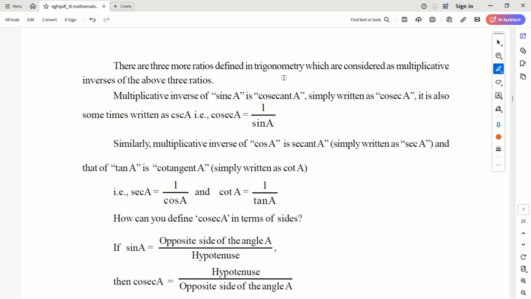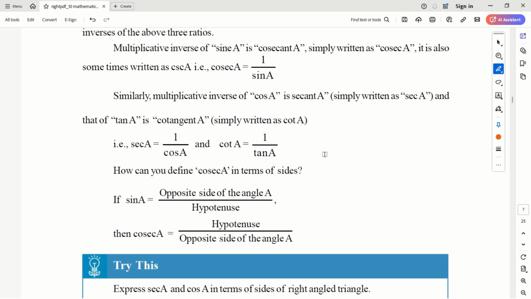So we know the three ratios, basic ratios. Okay. And we take reciprocal of all the three ratios basically. We call it cosec A. Okay. Is 1 by sin A. Okay. 1 by sin A is called cosec A. Sec A is 1 by cos A. Cot A, cotangent. This is cosecant. This is secant. This is cotangent. Okay. Cotangent is 1 by tan A.